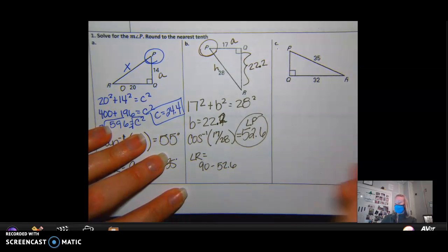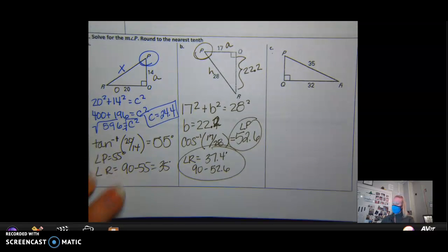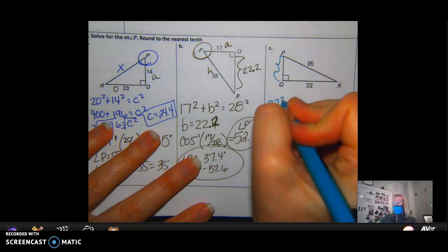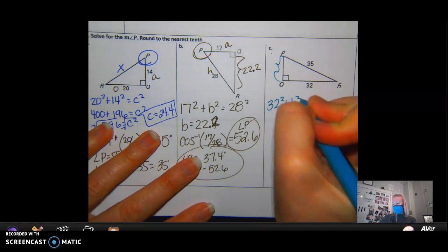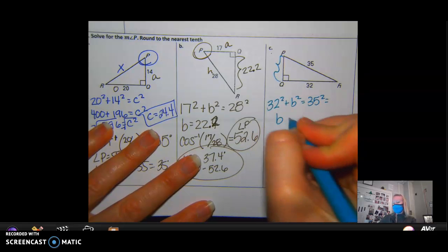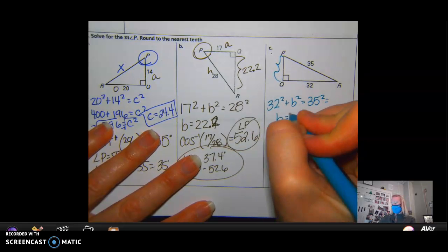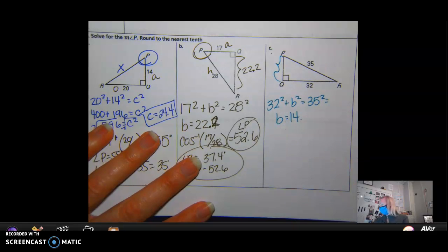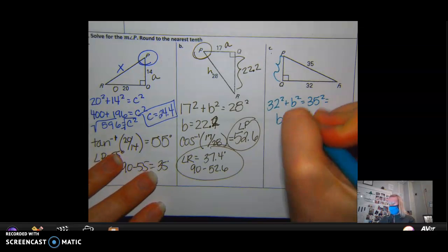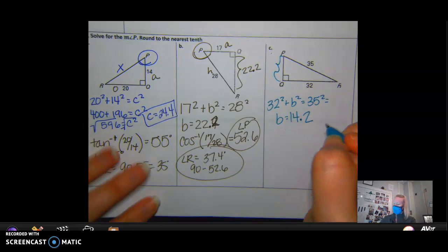Awesome. Okay, and then for C, to find P to Q, I should have done 32 squared plus b squared equals 35 squared. What did you guys get for the length of P to Q then? 14.2 is what I got. Do you guys agree? Okay.